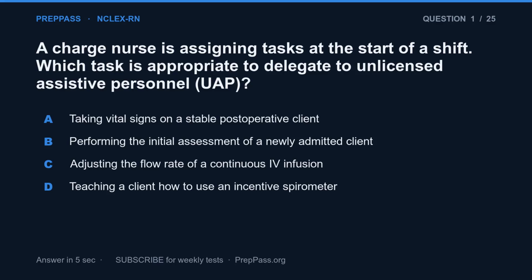Question 1. A charge nurse is assigning tasks at the start of a shift. Which task is appropriate to delegate to unlicensed assistive personnel, UAP? A. Taking vital signs on a stable postoperative client. B. Performing the initial assessment of a newly admitted client. C. Adjusting the flow rate of a continuous IV infusion. D. Teaching a client how to use an incentive spirometer.